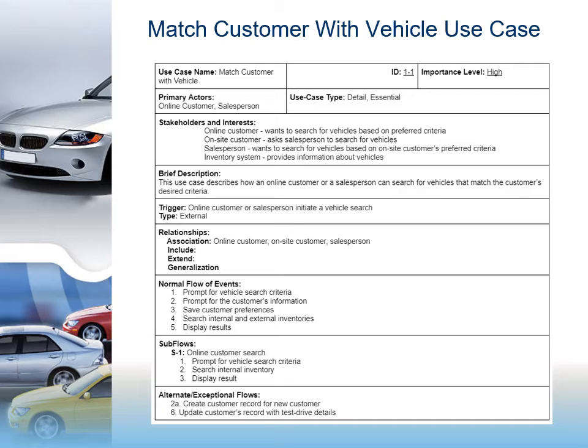The on-site customer is included here as a stakeholder because he or she does not directly interact with the system. For the detailed use case section, we have the normal flow events, the subflows, and the alternate or exceptional flows, which follow the path I described in the previous slide.